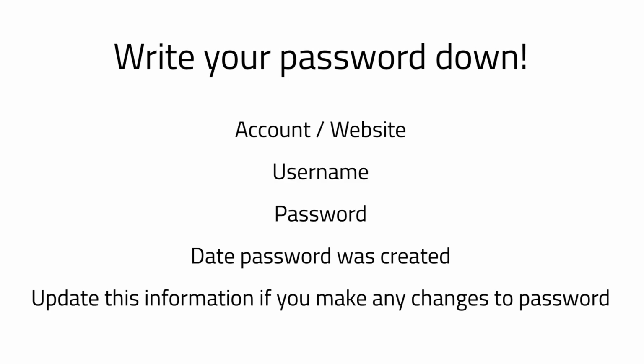When setting up your email account, make sure to write your password down and keep it somewhere safe. This will save you a lot of difficulty if you lose your password in the future. When writing your information down, be sure to include the account or website, for example, Gmail or Yahoo. Include your username, your password exactly as you created it, the date the password was created, and be sure to update this information if you make any changes to your password in the future.